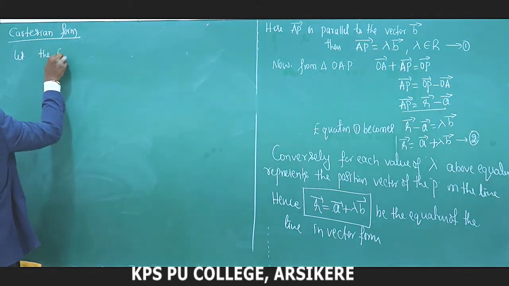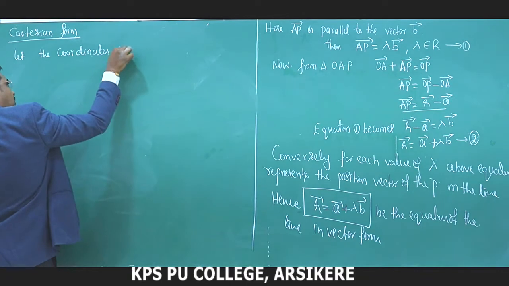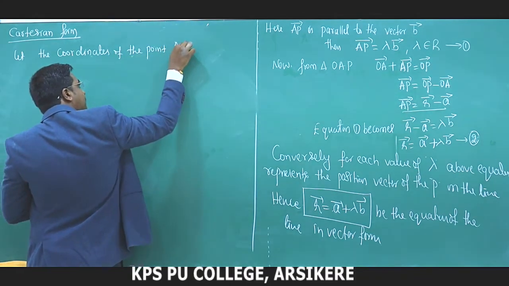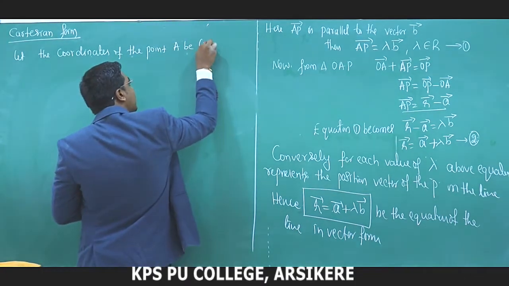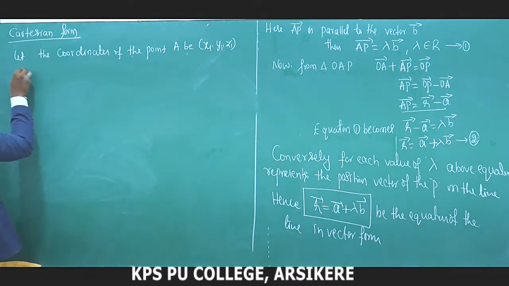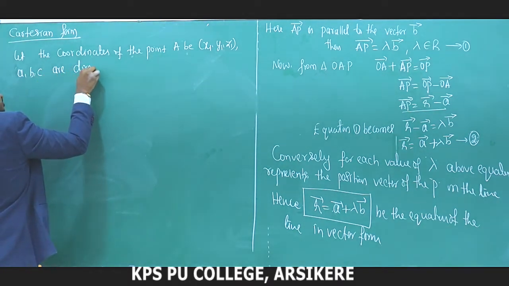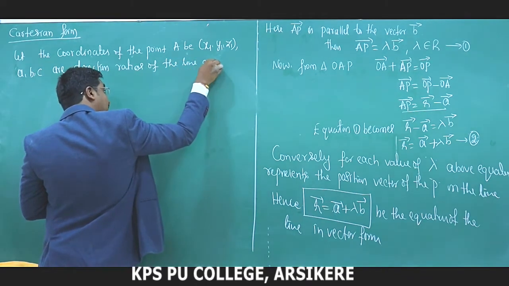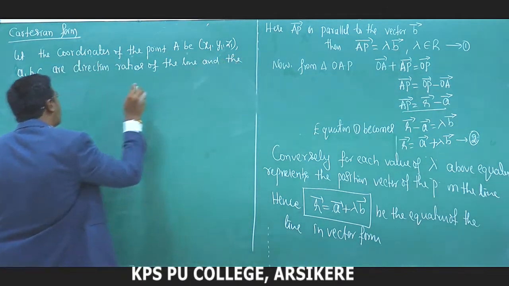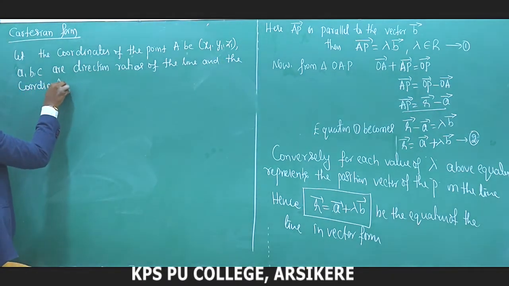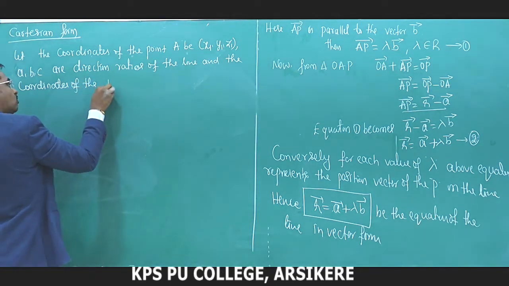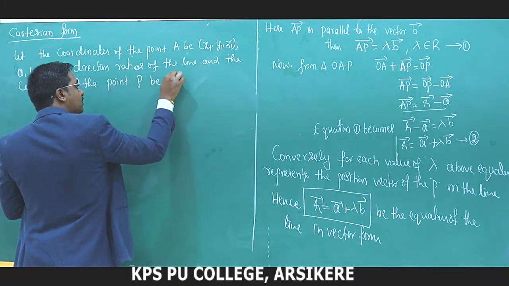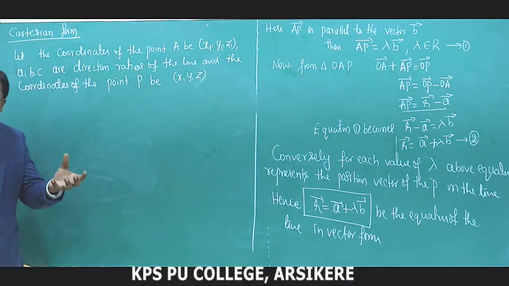Let the coordinates of the point A be x1, y1, z1. A, B, C are direction ratios of the line, and this is very important. The coordinates of the point P are x comma y comma z, because this is a general or arbitrary point, we take x comma y comma z.